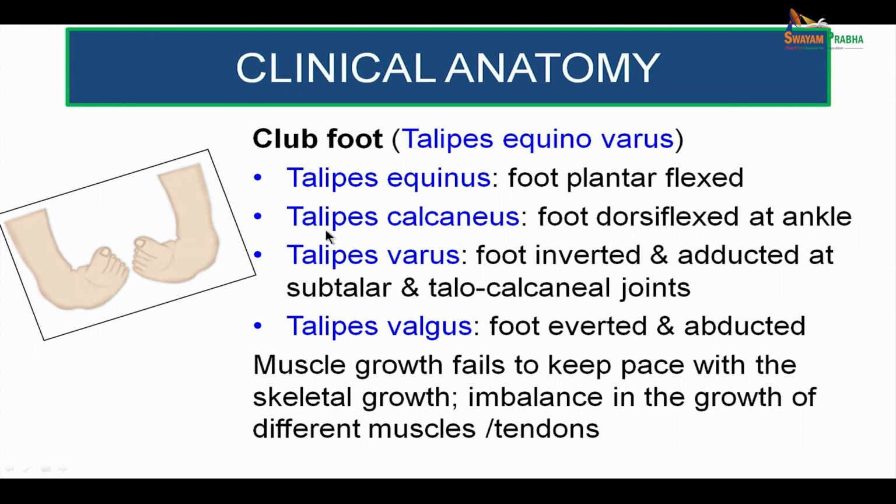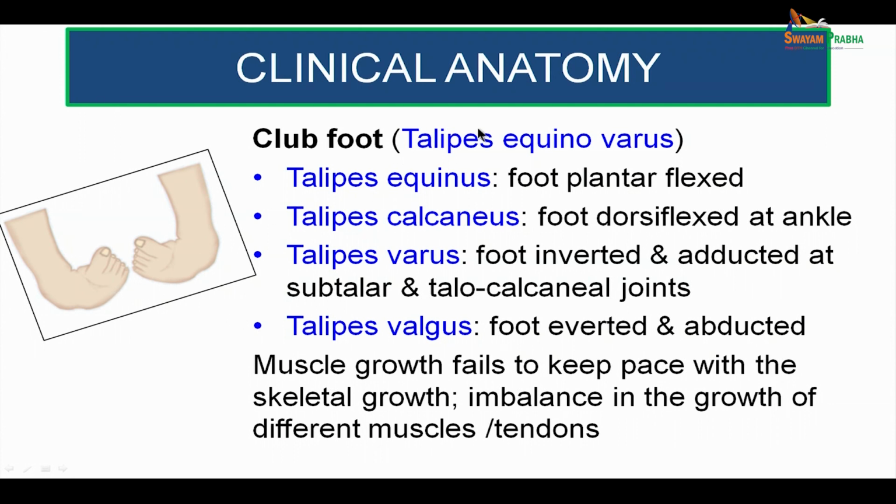The next entity is talipes calcaneus, where the foot is dorsiflexed at the ankle, so that it is the calcaneal portion of the foot that touches the ground and the toes are upturned. The third variety is talipes varus, where the foot is inverted and adducted at the subtalar and talocalcaneal joints. The reverse of that is talipes valgus, where the foot is everted and abducted.